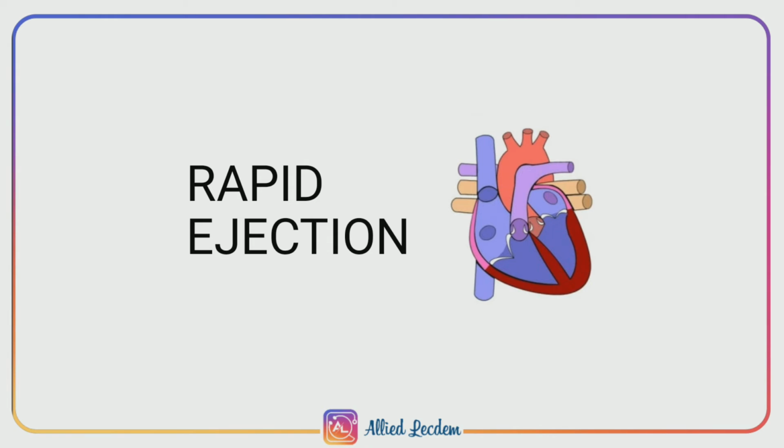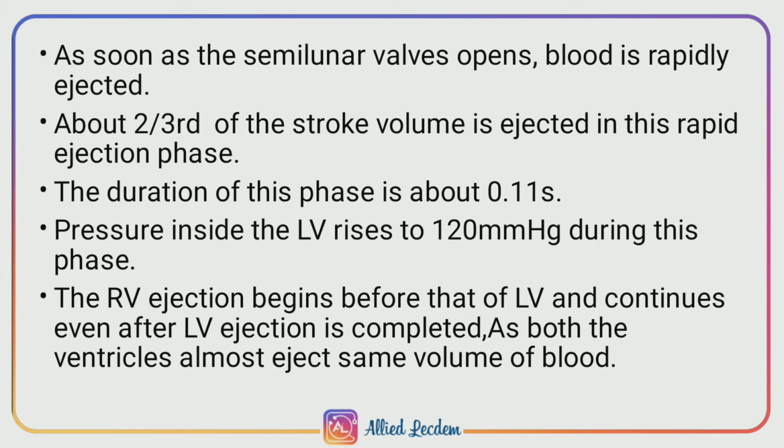Rapid ejection. As the increased ventricular pressure has caused the semilunar valves to open, now the blood gets rapidly ejected into the arteries, which are going to be discussed now. As soon as the semilunar valves are open, the blood is rapidly ejected.